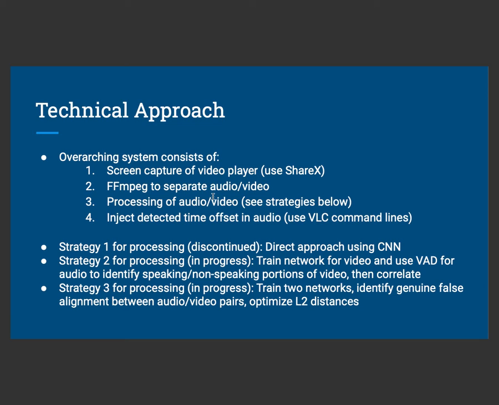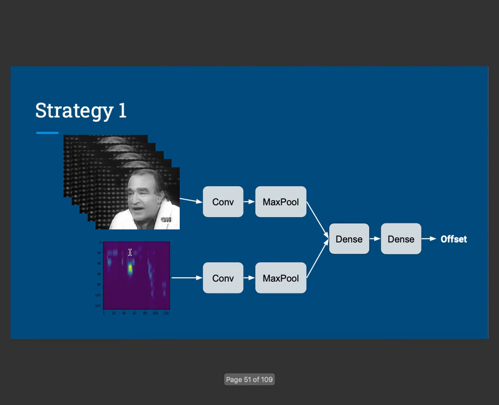We've tried 3 strategies for obtaining the offset. Strategy 1 consists of just using a straight CNN on the audio and the video frames and audio spectrogram, and outputting the offset. But that didn't work because the offset was random and our model ended up overfitting a lot.